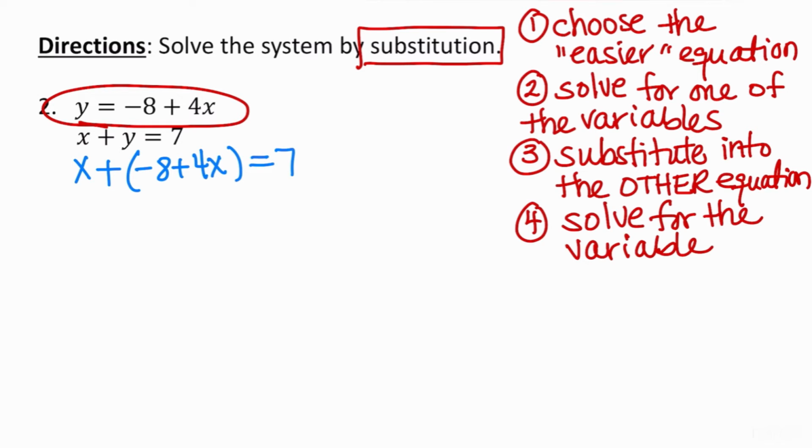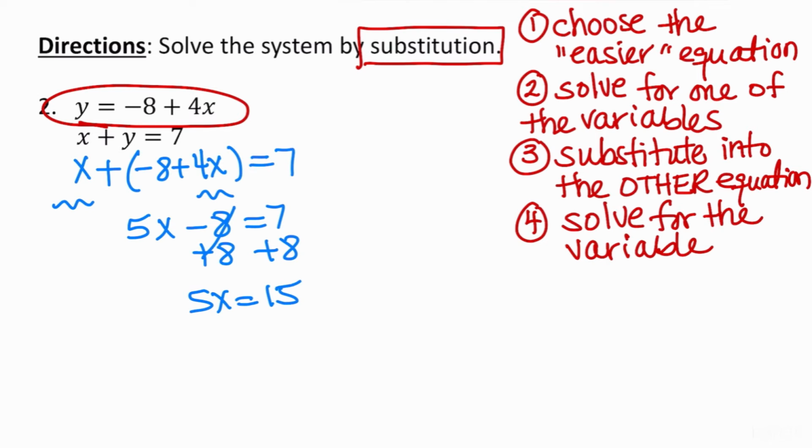So I'm going to solve for x. So here I'm going to combine like terms. Positive x and positive 4x is positive 5x minus 8 equals 7. Go ahead and add 8 to both sides. I have 5x is equal to 15. Divide by 5 on both sides. I get x is equal to 3.